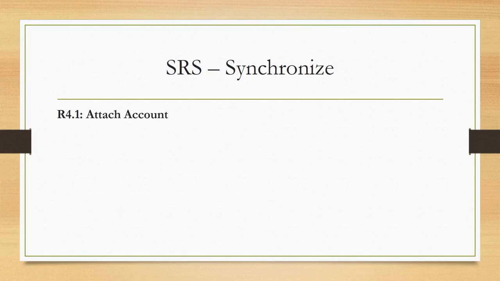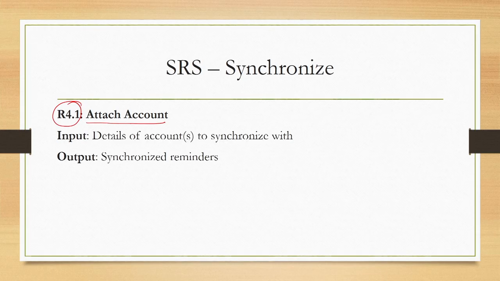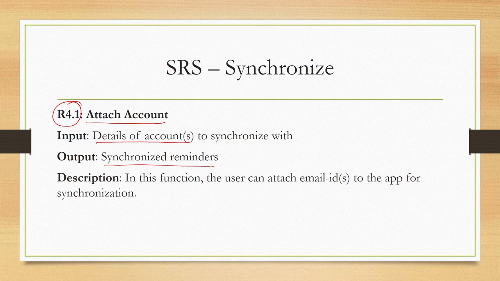Now, under the top level function, there are two sub functions that we have seen. One is attach account. Accordingly, we have given it a label 4.1, because this is the first sub function, and the name attach account. In this, the input is details of account, or maybe more than one account, that we need to synchronize with the app. And the output is the synchronized reminders. A description here can be simpler than the top level function: in this function, the user can attach email IDs to the app for synchronization. This can be a simple description of the purpose of the function.